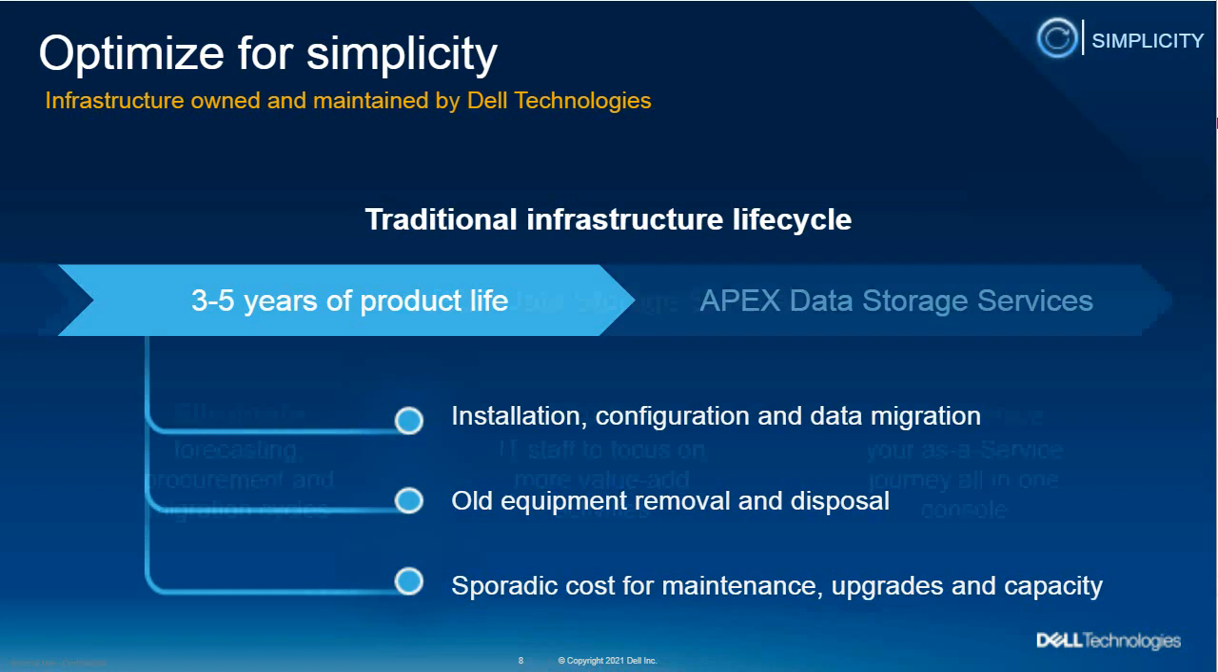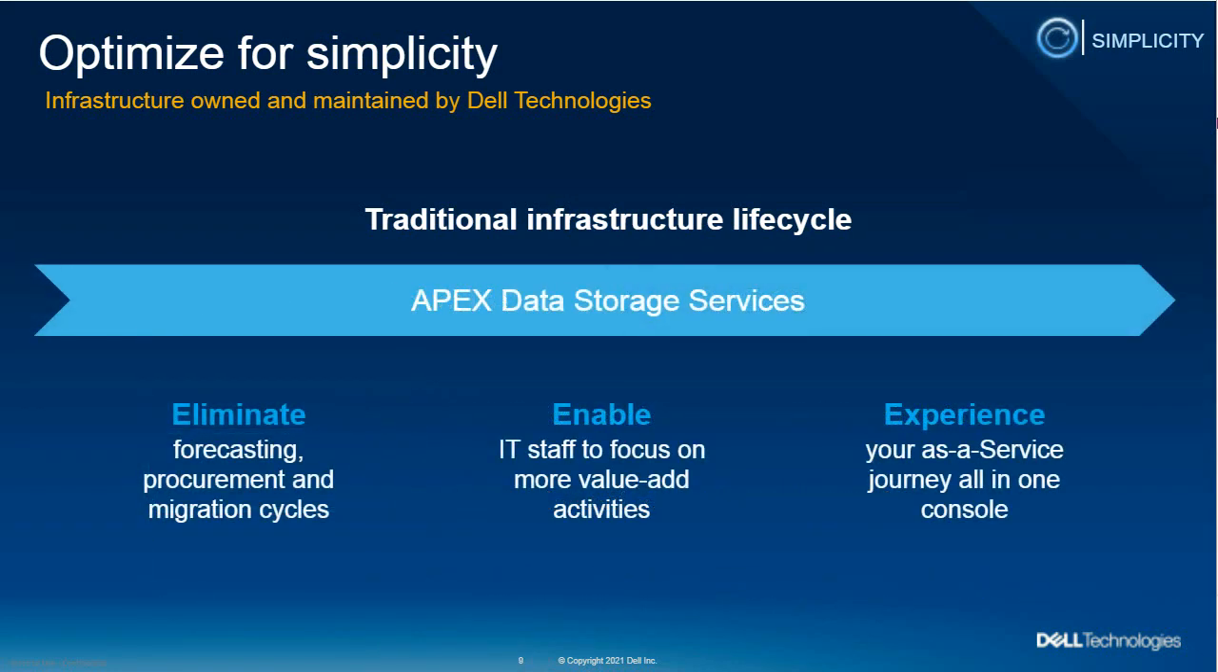Now, compare and contrast that to what we're talking about here today with Apex. You can completely eliminate all of that forecasting and procurement and migration. All of that work and effort really goes away when you're in this as-a-service method, because you simply consume what you need to consume when you need to consume it. We streamline that procurement process. You've got standard T's and C's, and once you agree to them once, then you're free to go in the Apex console and consume any of the infrastructure services that your organization might need.